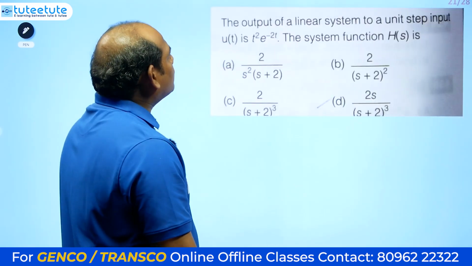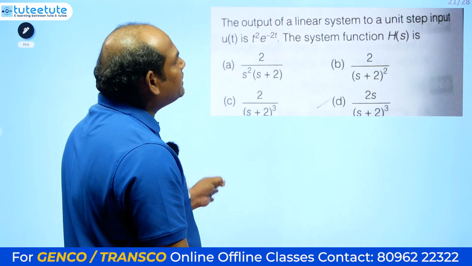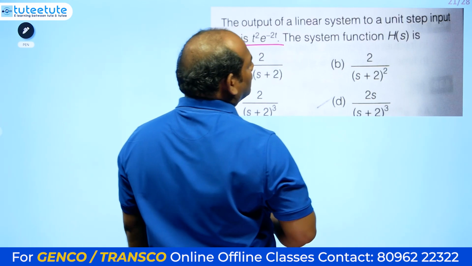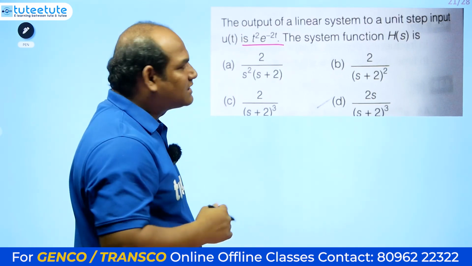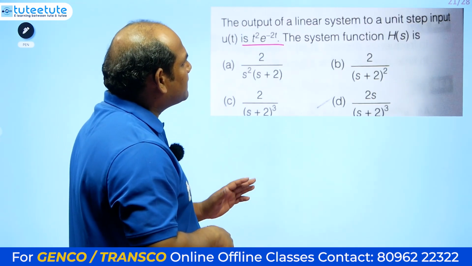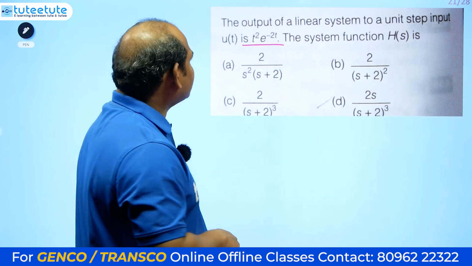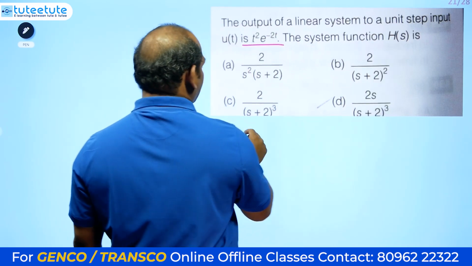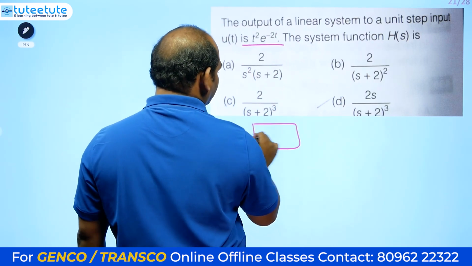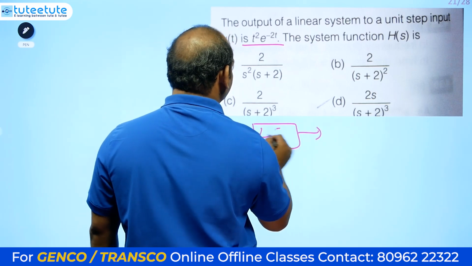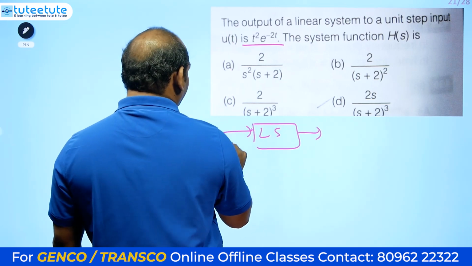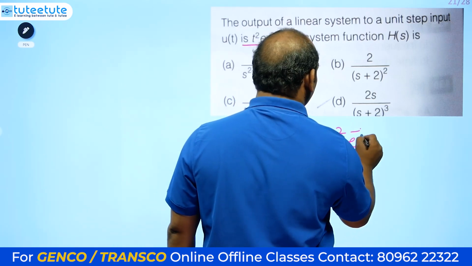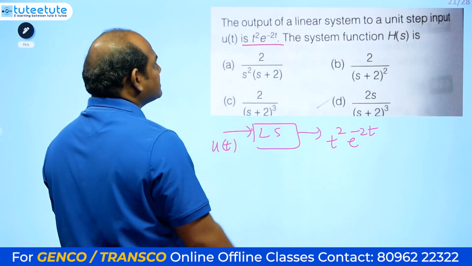Next one: the output of a linear system to a unit step input u of t is, okay, this is the output. So this is the step response, and like that we can tell the system function h of s is, that is what we need to calculate. The output of a linear system to a step input. Okay, they are telling already it is a linear system, and the input is u of t and its output is t square into e power minus 2t. Okay, this is the output.